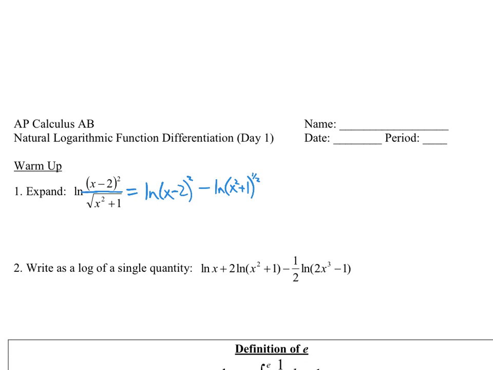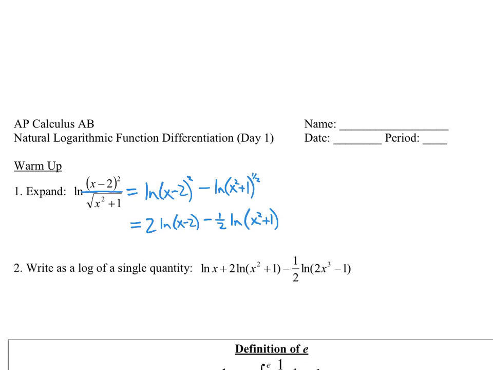Okay, now I see I have some things raised to an exponent inside. I have the argument raised to the exponent, so that means that I can pull the exponent out in front. So I have 2 ln of (x minus 2) minus 1/2 ln of (x squared plus 1). Now, I cannot go any further because I have subtraction in here, and there's no rule for when you have a log of a difference, and also I have addition in here, and same thing, I can't take that apart. So that is fully expanded as you see it there.